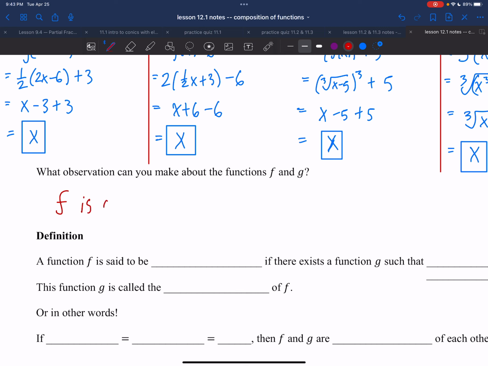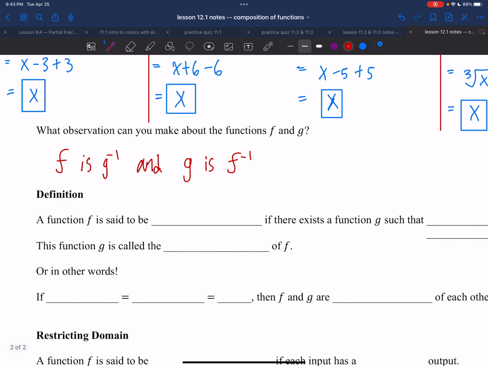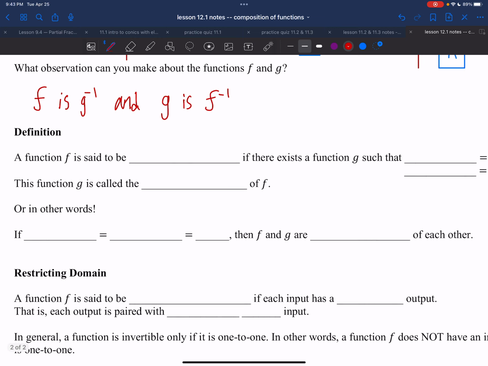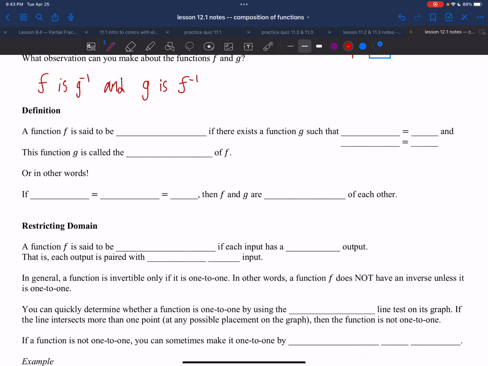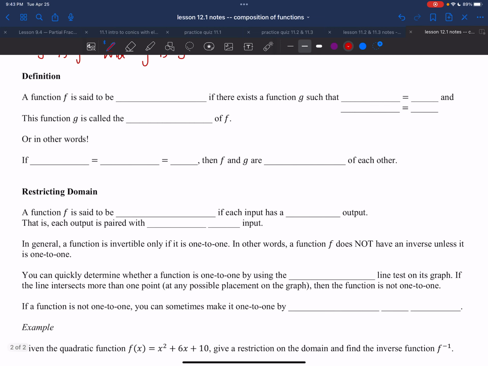F is g inverse, and g is f inverse. Because if you find the inverse function, you'll find that that's what the other one is. So this is the sort of observation we made in class. Let's get some formal definition here.